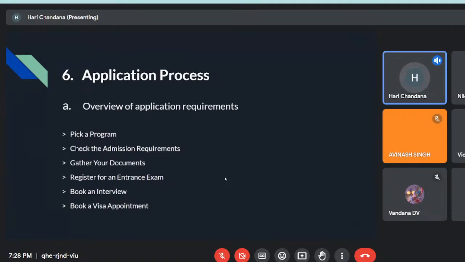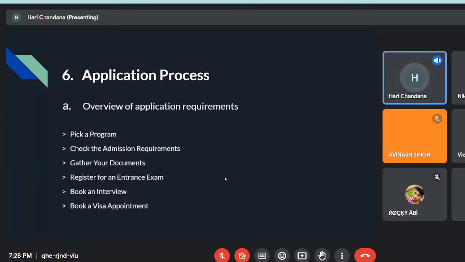You may also need to have your documents translated if they are not in the language in which you will be studying. If you are not sure, reach out to the admissions department of the particular university which you are going to opt for. Register for an entrance exam. If your program has an entrance exam, register right away.